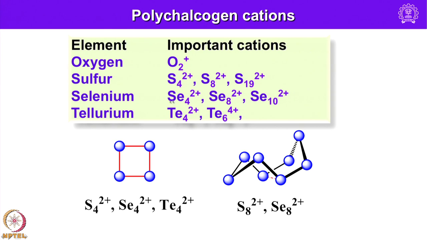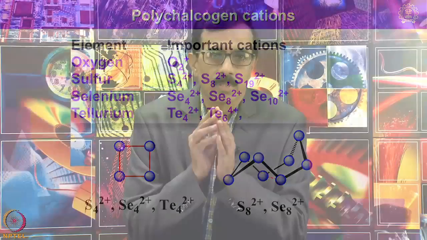Similarly, in case of selenium one can make these species. In case of tellurium, Te4 and Te6 respectively in the +2 and +4 state are known, and this is for the tetrachalcogen dication species the structure, whereas this one I already showed you, S8 2+ and Se8 2+ dications. The salt I was telling you about in case of selenium that can be readily made.